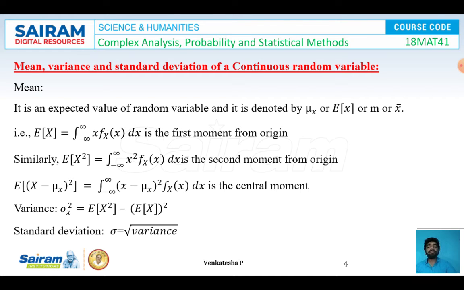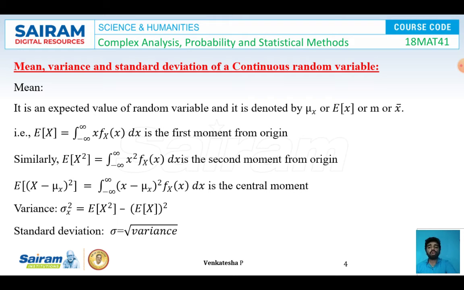How to find mean, variance and standard deviation in the case of a continuous random variable. Suppose X is a continuous random variable, then the mean is the expected value or expectation of the random variable, and it is given by the notation mu_X or E(X) or X bar. That is, the expectation of X is equal to the integral from minus infinity to plus infinity of x times f_X(x) dx. This formula is called the first moment about the origin.